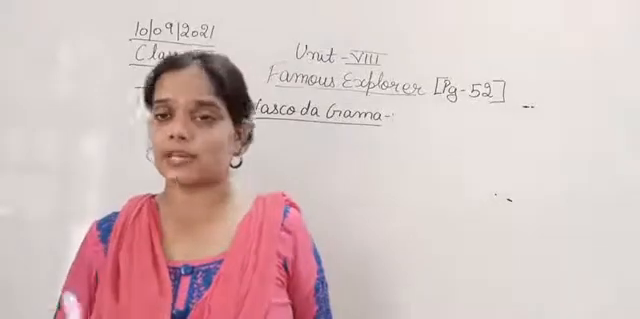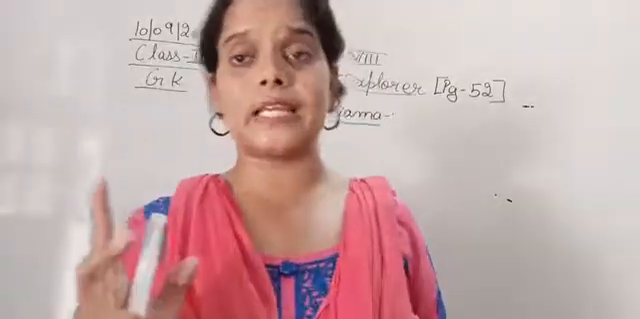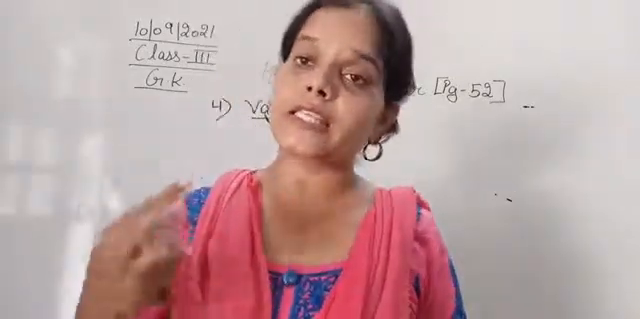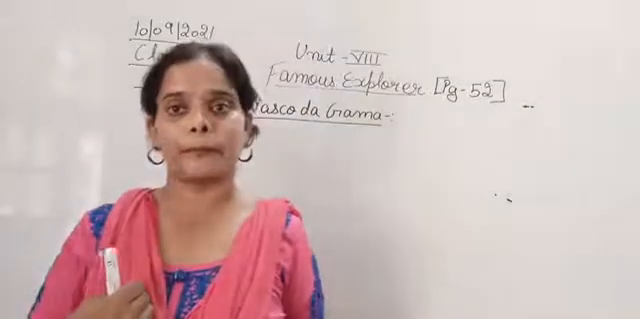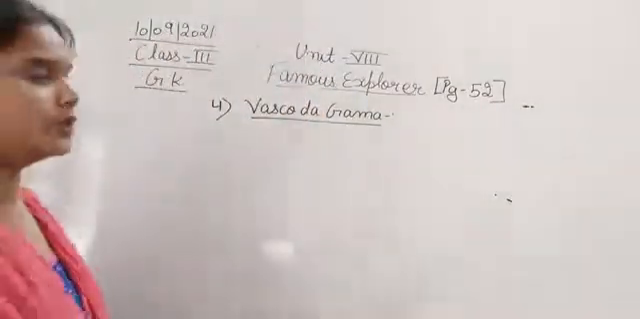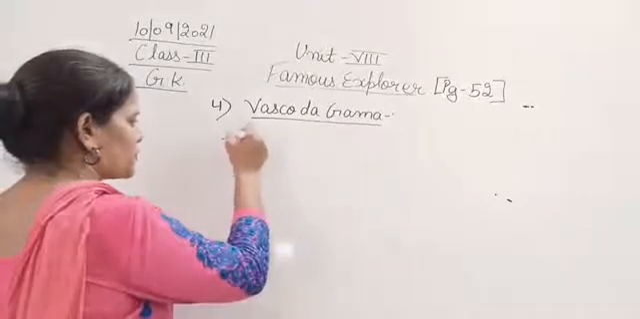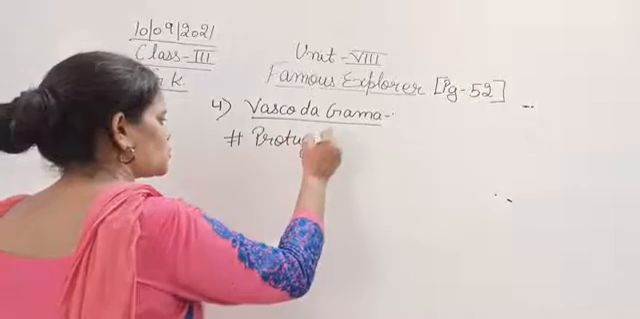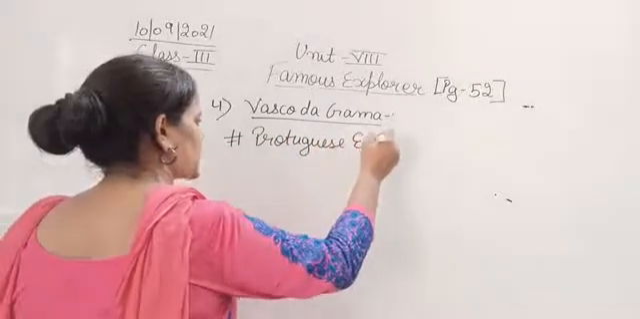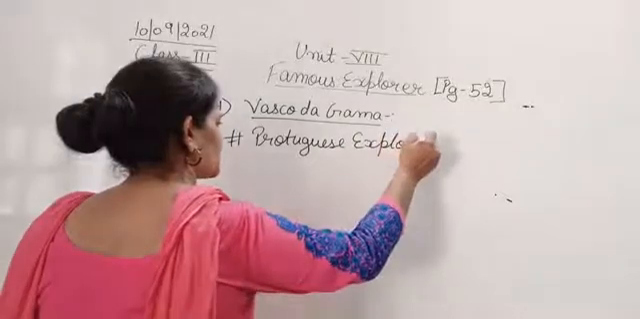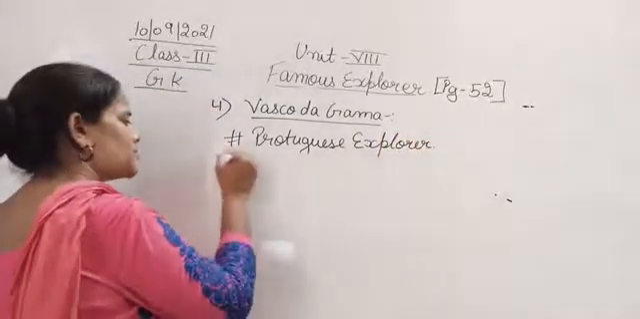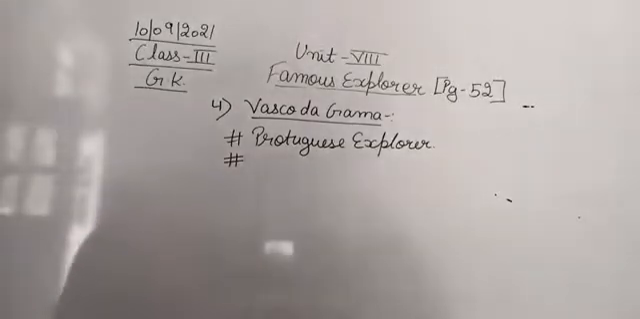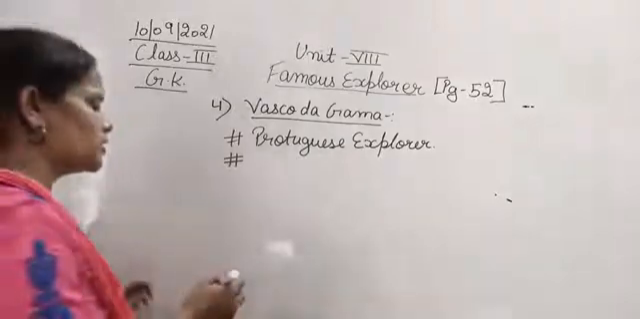So Vasco da Gama was a Portuguese explorer. Second thing is he traveled around the whole African continent. Third thing is he discovered our country India as well. Clear? So write down. Who is Vasco da Gama? He is a Portuguese explorer. He has sailed around the African continent.